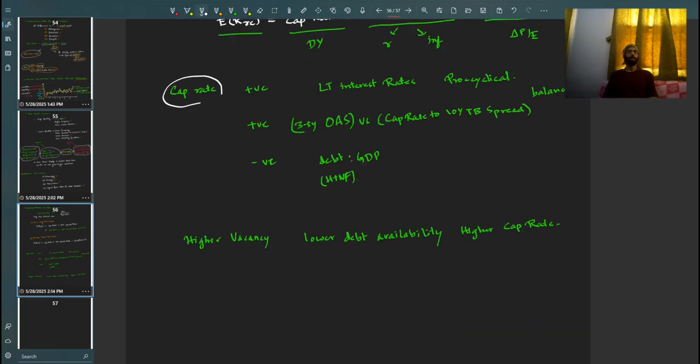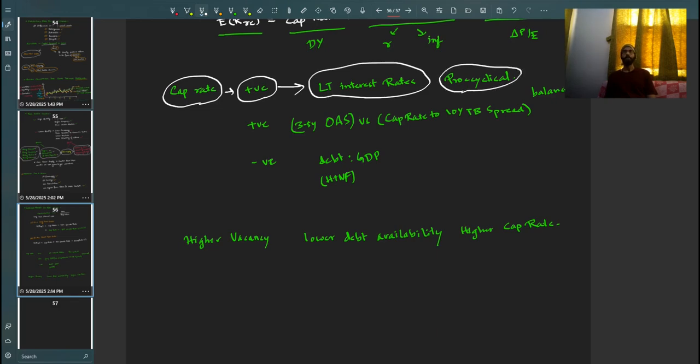Cap rate tends to be positively related with the long-term interest rates, which means during a contraction, the cap rates fall, and during market expansion, the cap rates keep on rising. This makes the cap rate a little bit pro-cyclical, right? During bad economic times, they tend to go down. During good economic times, they tend to go up. But there is a balancing to this cyclicality also.